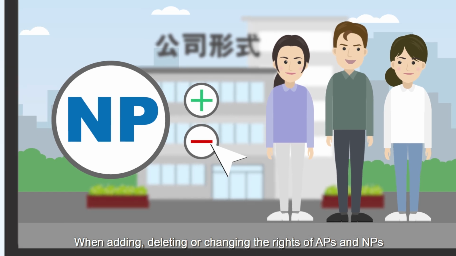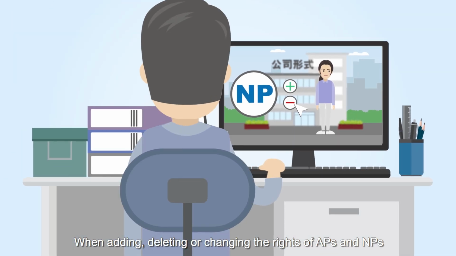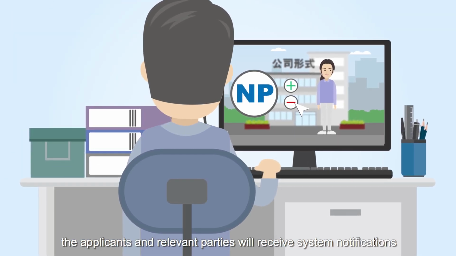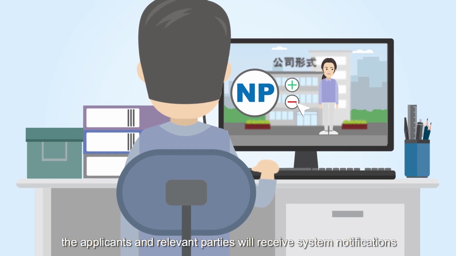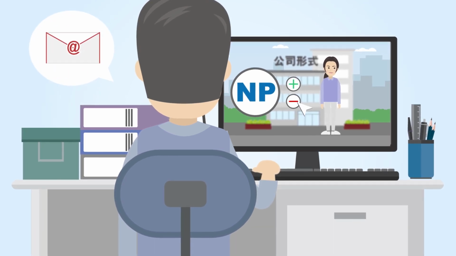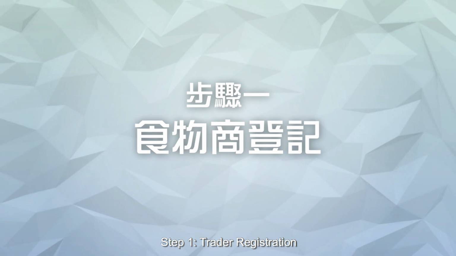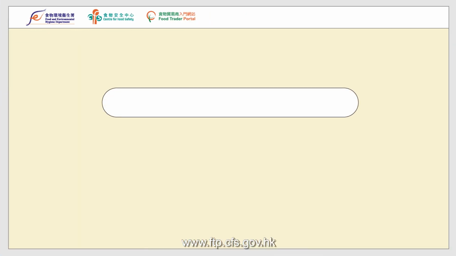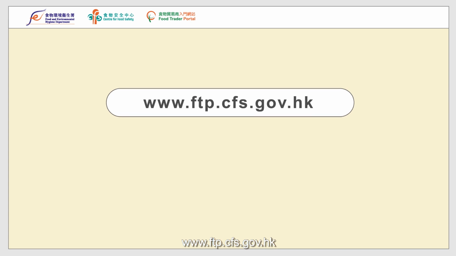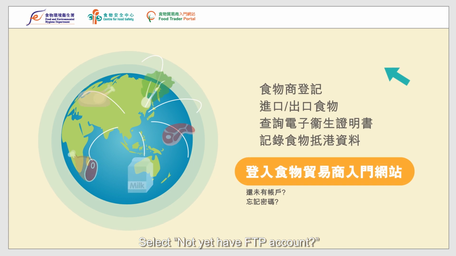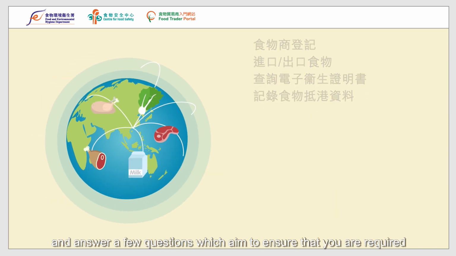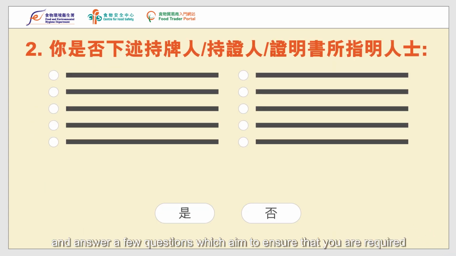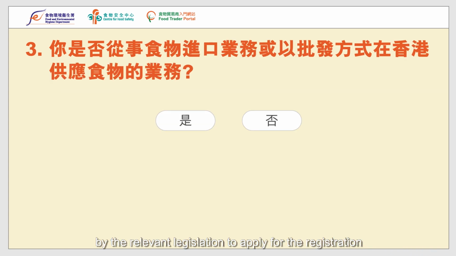When adding, deleting or changing the rights of APs and NPs, the applicants and relevant parties will receive system notifications. Step 1. Trader registration. Please visit the FTP homepage at www.ftp.cfs.gov.hk. Select Not yet have an FTP account and answer a few questions which aim to ensure that you are required by the relevant legislation to apply for the registration.